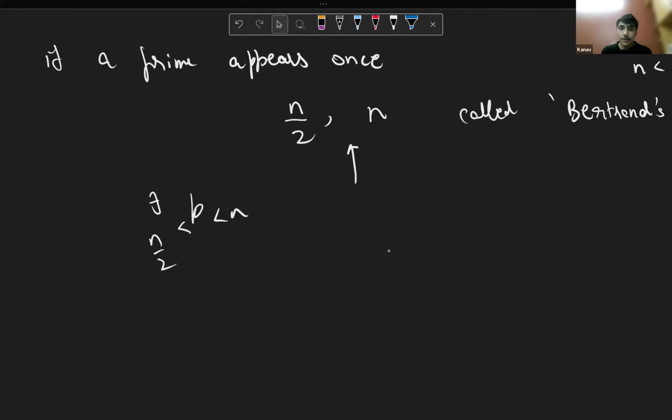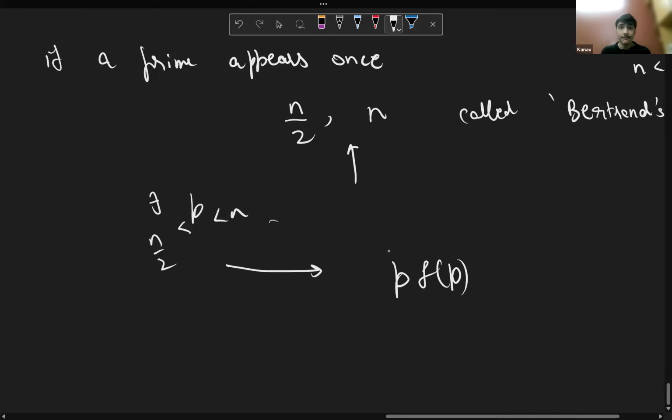Okay, so how do we do this? How do we finish? So this thing ensures I have a term of the form p f of p. F of p we have total freedom. So I just want to ensure the remaining part to be divisible by p. How do I do that?